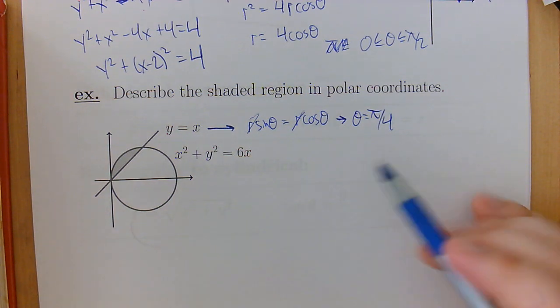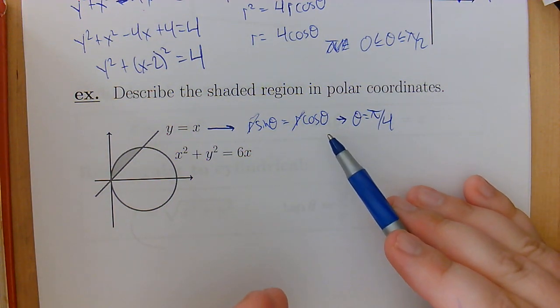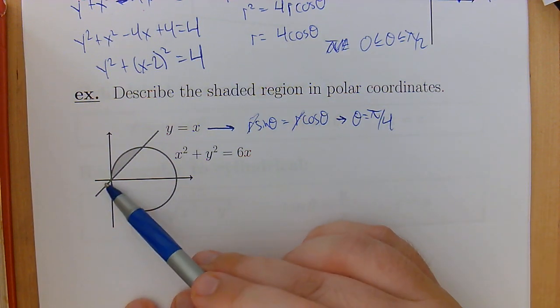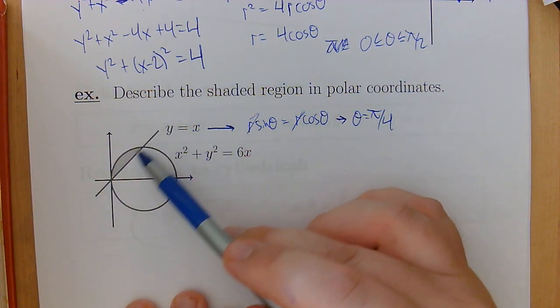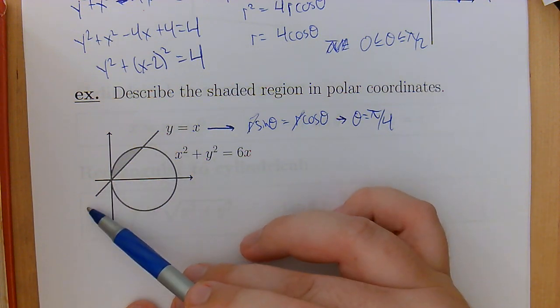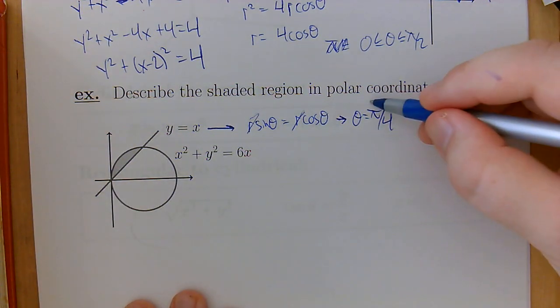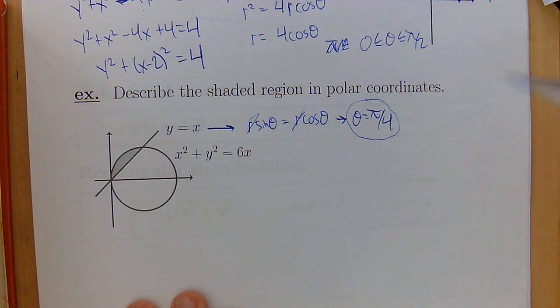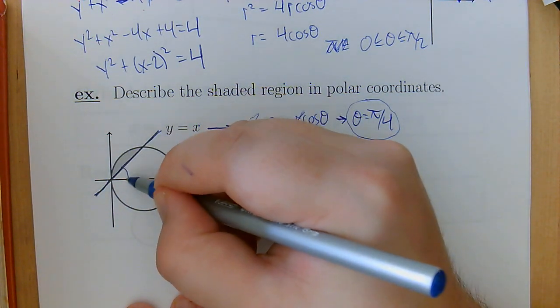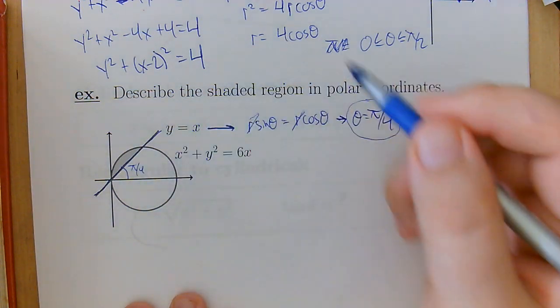Now you might be like, okay, well there are other angles that do that, like 3 pi over 4, things like that. But remember, those will all just be lines pointing in this direction, whether they're facing this way or they're facing this way right here. So I'm just going to pick theta is pi over 4. So that's going to give me my diagonal line, and that's at an angle of pi over 4.